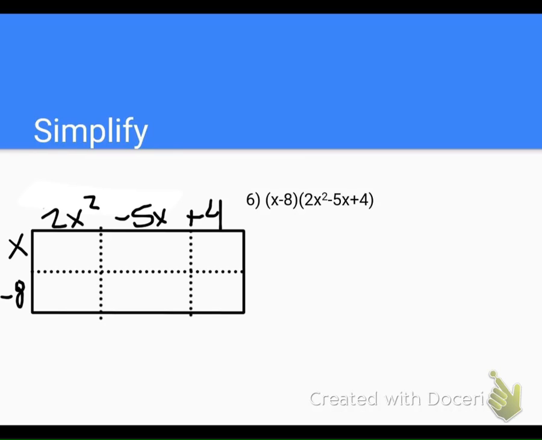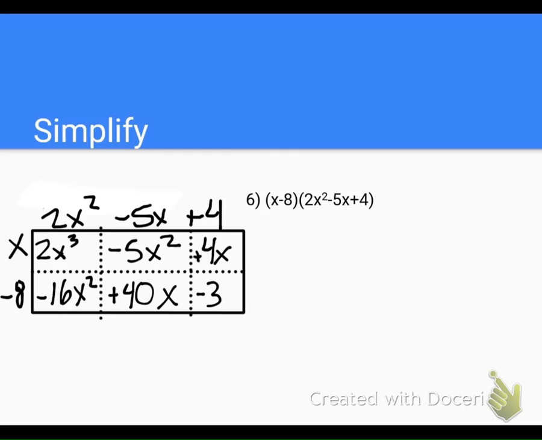Okay, then I solve for each piece, so I have x times 2x squared gives me a 2x to the third, or 2x cubed. The next box I have x times negative 5x, which is negative 5x squared. Then an x times 4 gives me positive 4x. In the bottom row I have negative 8 times 2x squared, which is negative 16x squared. Negative 8 times negative 5x would be positive 40x. And in the last box I have negative 8 times a positive 4, which is negative 32.